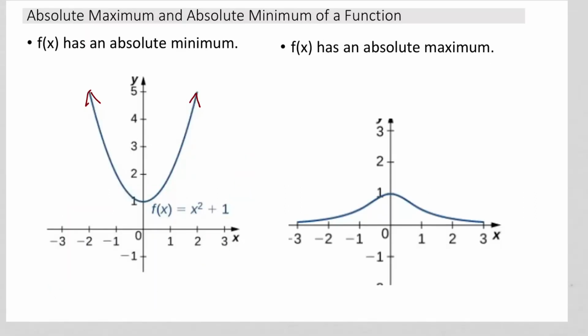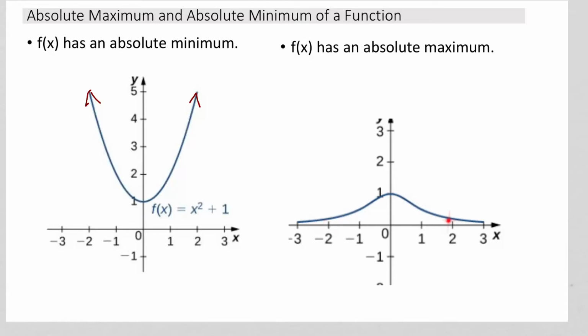So let's look at a few graphs. So the graph of this upward facing parabola has an absolute minimum, but it does not have an absolute maximum, because no matter how high we are, we can always go slightly higher, so we can't say there is one value that is an absolute highest value.